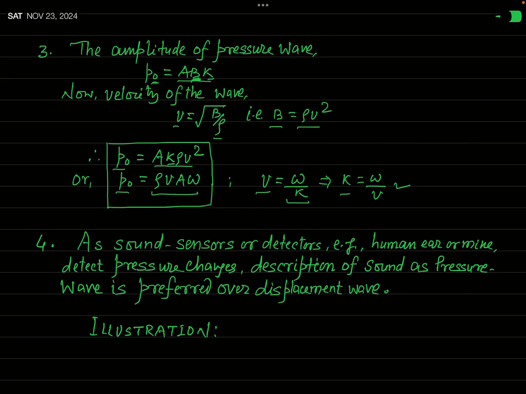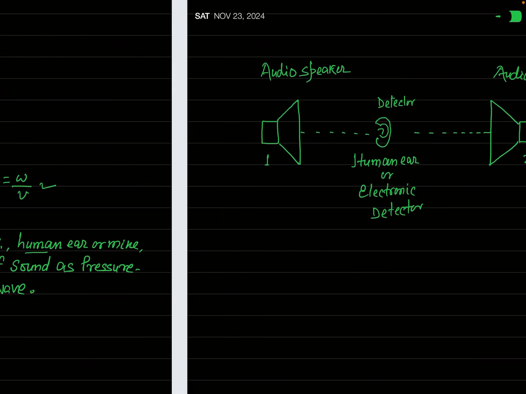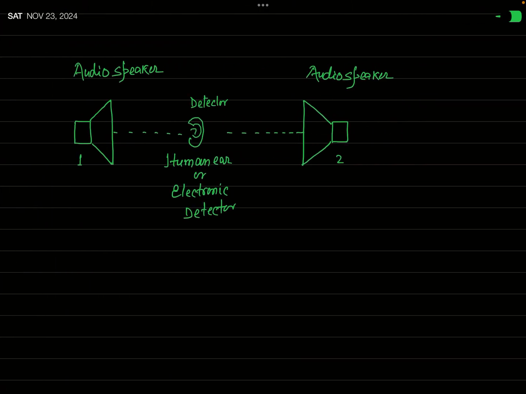So I have mentioned that sound sensors or detectors, for example the human ear or mic or electronic detector, detect pressure changes. So the description of sound as a pressure wave is preferred over the displacement wave. But how can we say that the human ear or an electronic detector gives response to or detects the pressure change, pressure variation, not the displacement change?